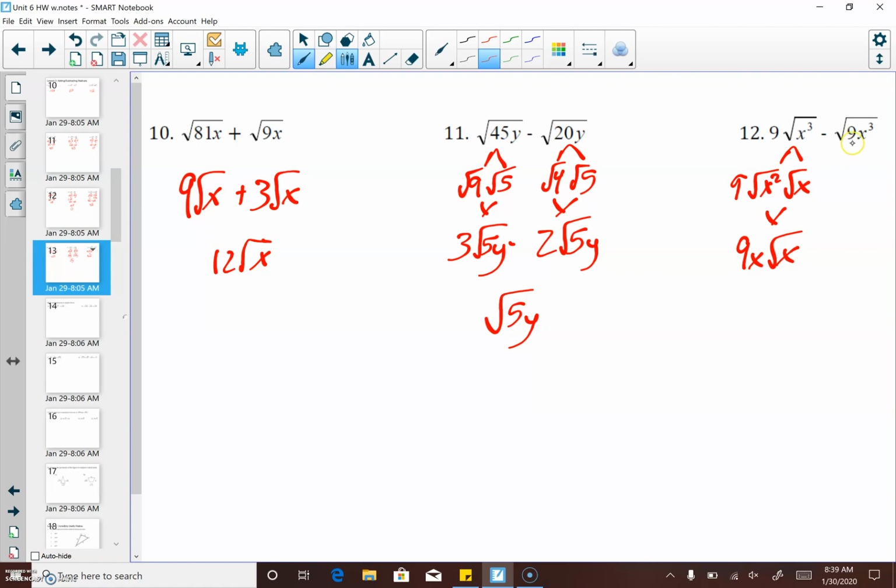Here, we know our 9 is going to pop out because we know the square root of 9 is 3. So we're just going to worry about simplifying our square roots the way we normally do that. So we get x squared and x, and then again our 3 is going to come outside because we know the square root of 9 is perfect. Then we get 3x square root x. So we do 9x minus 3x, we get 6x square root x.